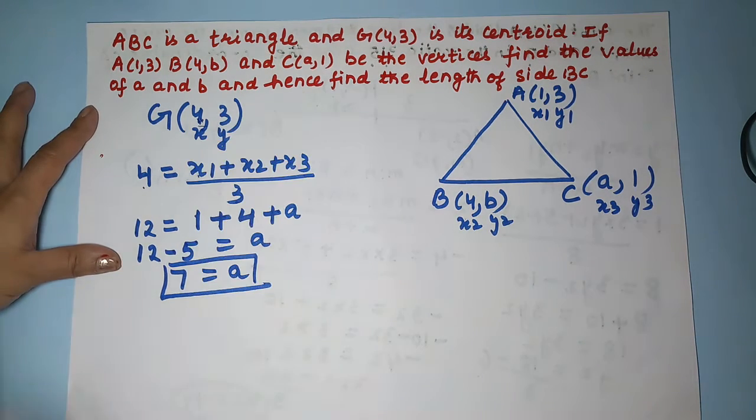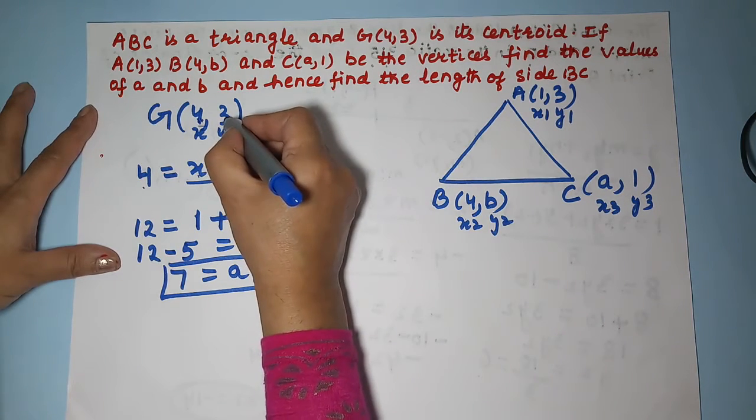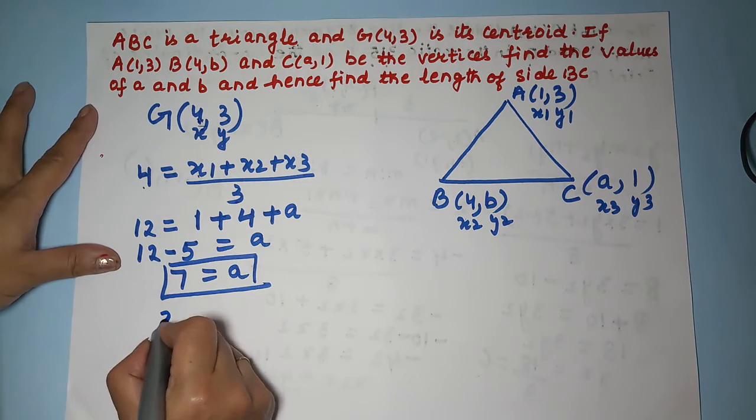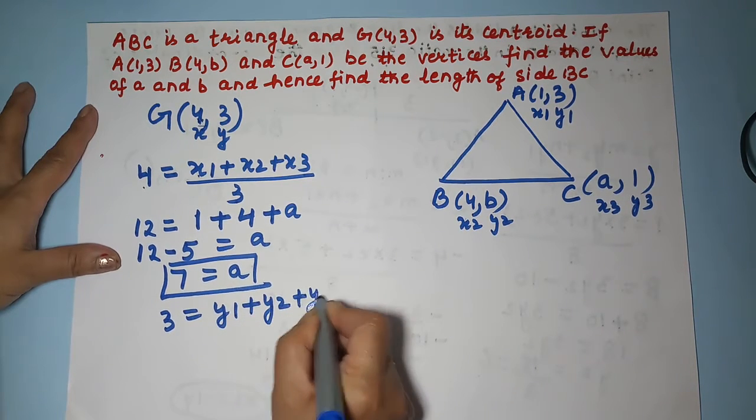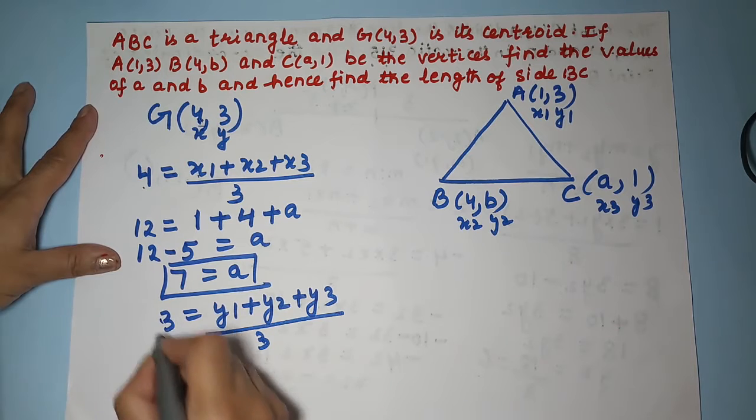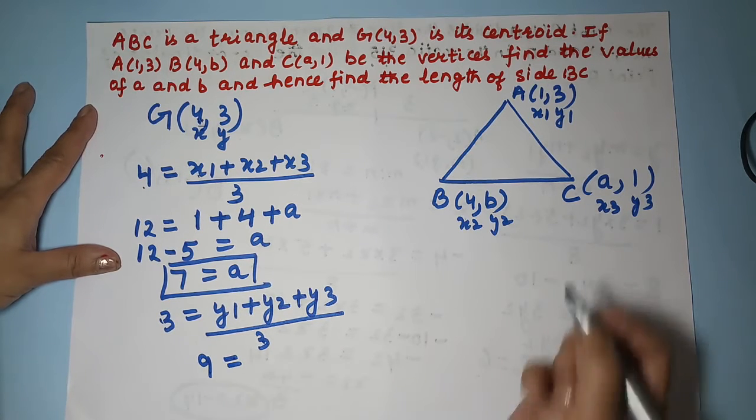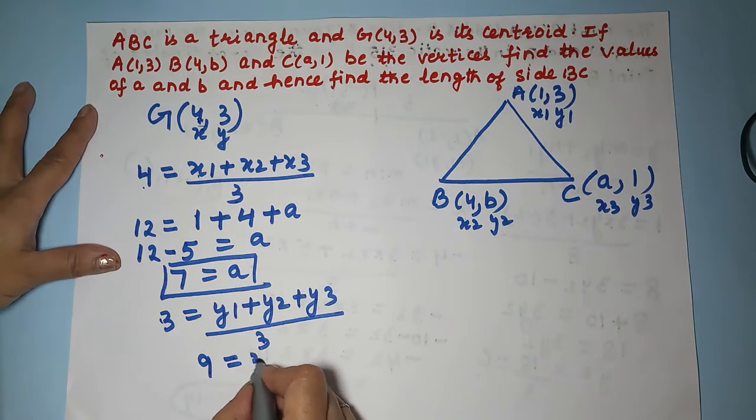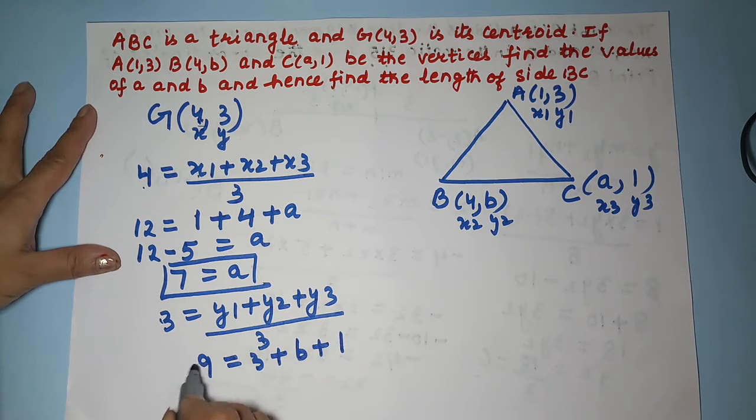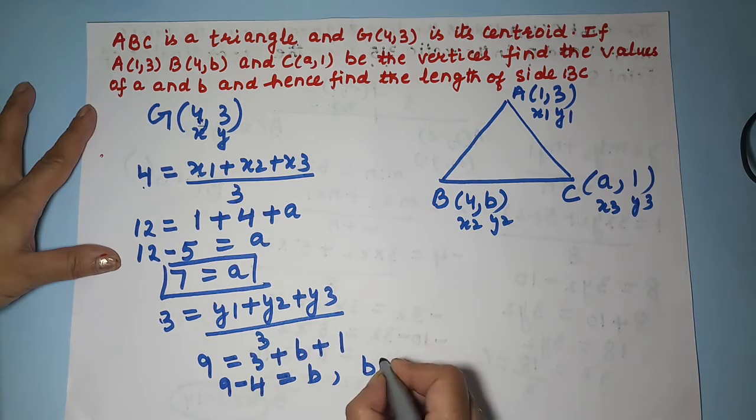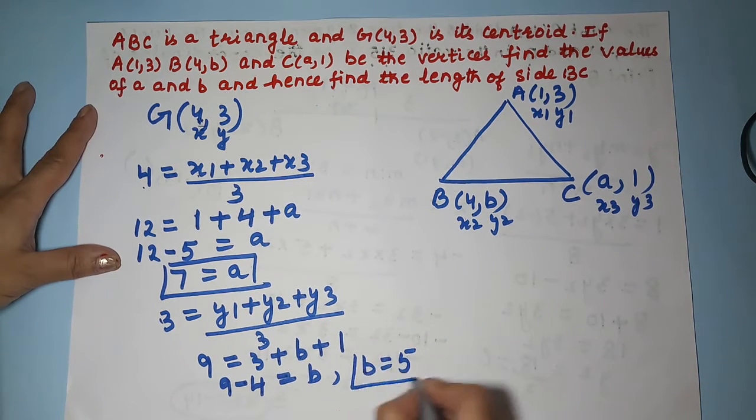Now, similarly, this is my y coordinate for the centroid. So this 3 will be equal to (y1 + y2 + y3) divided by 3. 3 threes are 9 is equal to, let me check what my y1 is, 3. What is my y2? It is b. And what is my y3? It is 1. Now 3 plus 1 is 4. If I shift that 4 to this side, it will become 9 minus 4 equal to b. So I have calculated the value of b as 5, right?